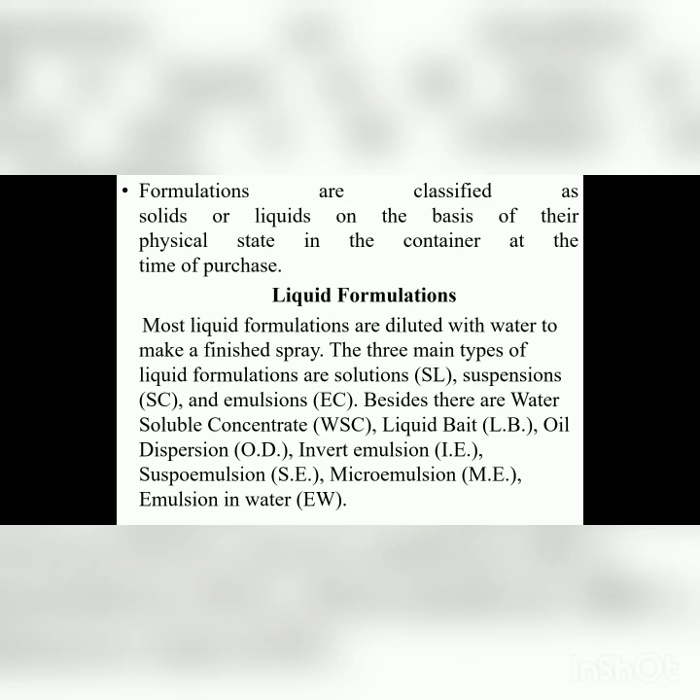Formulations are classified as solid or liquid on the basis of their physical state in the container at the time of purchase. First we go through liquid formulation. Most liquid formulations are diluted with water to make a finished spray. The three main types of liquid formulations are solutions, suspensions and emulsions. Besides this, there are water soluble concentrate, liquid bait, oil dispersion, invert emulsion, suspo-emulsion, micro-emulsion, emulsion in water, etc. First we discuss the three main types of liquid formulation.